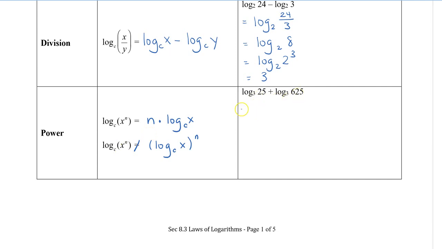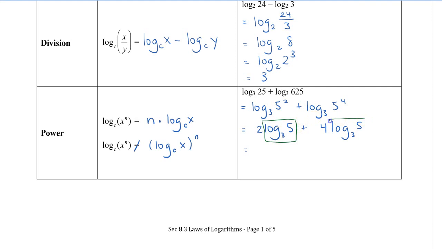So let's take a look at this example here. I can rewrite 25 as 5 squared, and then I can rewrite 625 as 5 to the power of 4. So here I have 2 log 5 with the base 3 plus 4 times log 5 with the base 3. Now, since both of these parts are identical, we can add these 2 logs together. So you have 2 plus 4, which is 6 log 5 with a base of 3. So very, very important note.